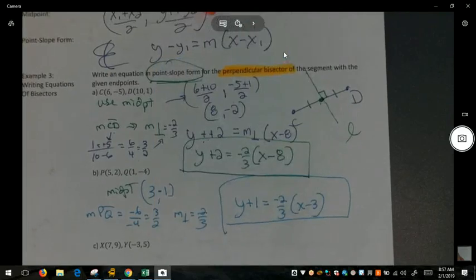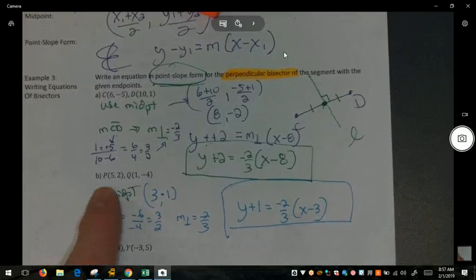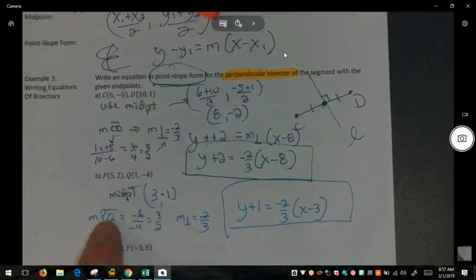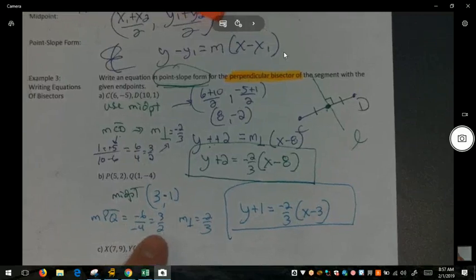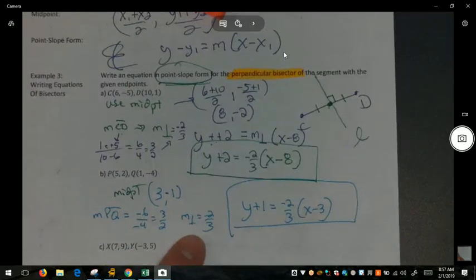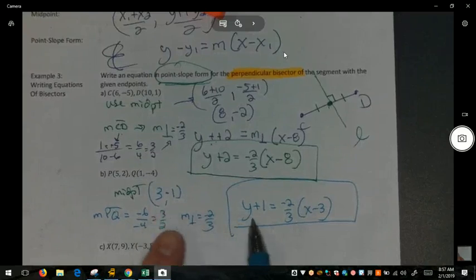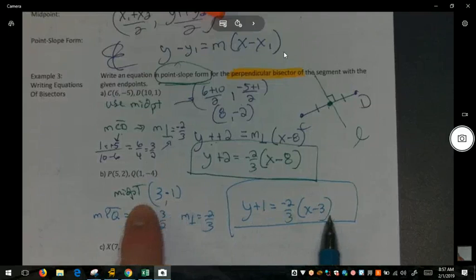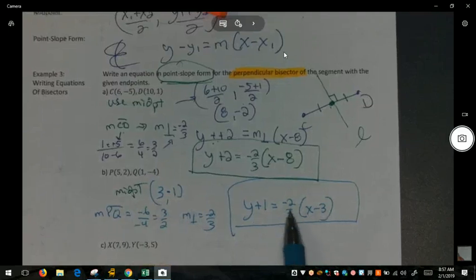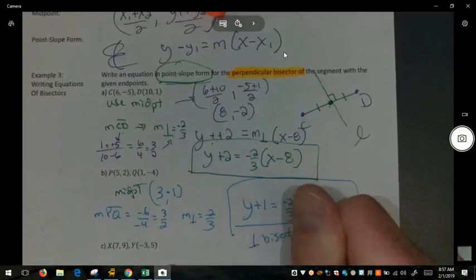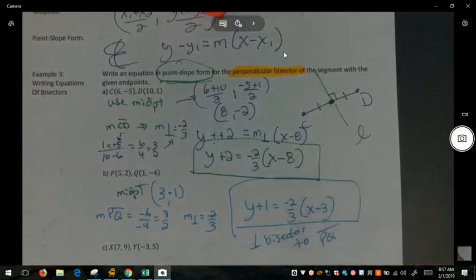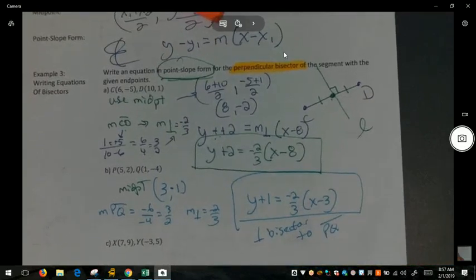Assuming my quick calculations are correct, I found the midpoint of PQ to be 3, negative 1, the slope of PQ to be 3 halves, which the perpendicular slope would be negative 2/3. I then built my equation doing y minus the y of the midpoint, y minus negative 1 is plus 1, x minus 3, and the perpendicular slope in front, negative 2/3. There's the equation of the perpendicular bisector to PQ in point slope form.